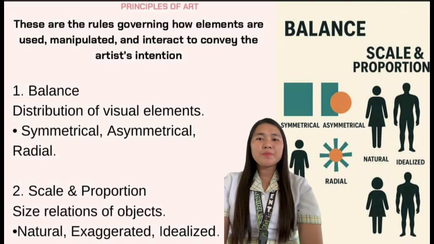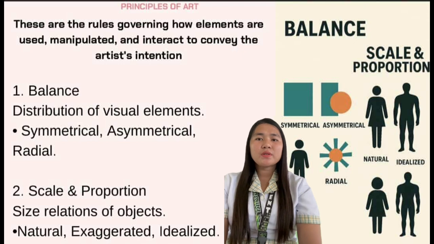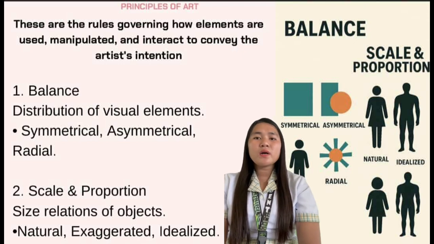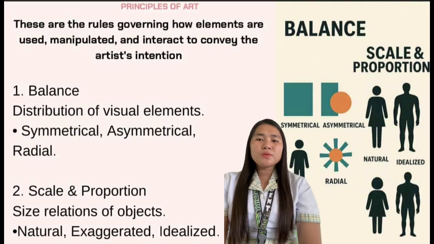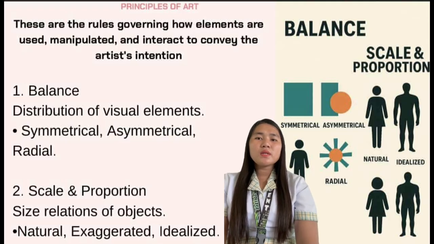Next is scale and proportion. Scale and proportion refers to the size and relationship between objects within an artwork. There are also three types of scale and proportion. So first is natural. Objects are shown in realistic, lifelike size. Example, a person is taller than a chair.